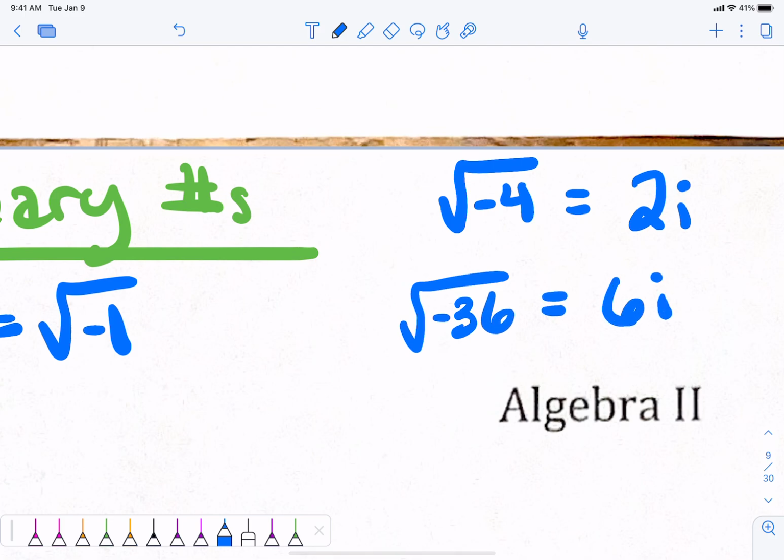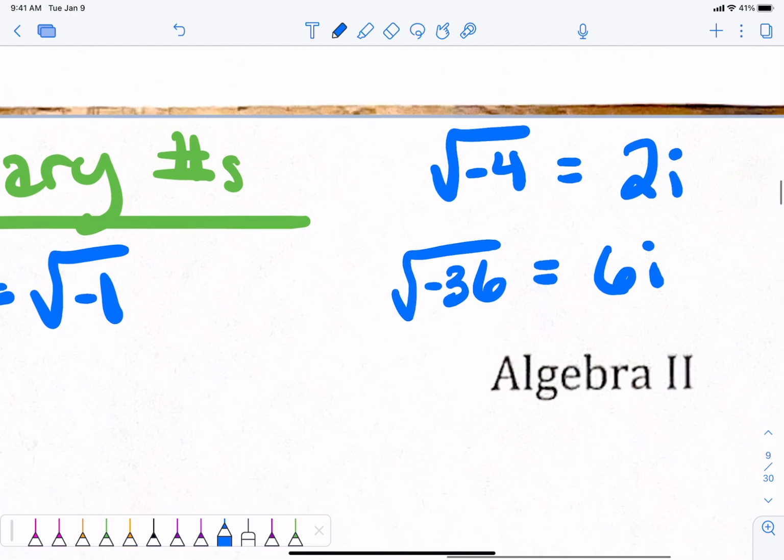6i. Now, put your leg down and write this stuff down. You're going to want to have this.